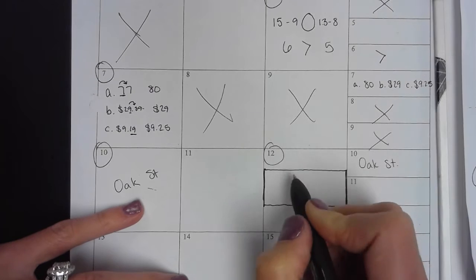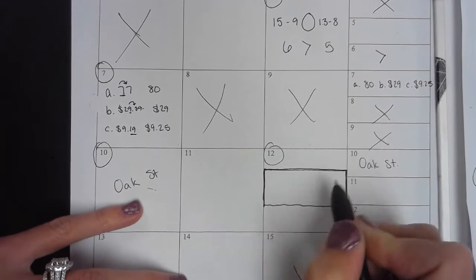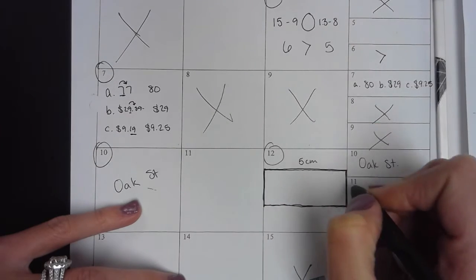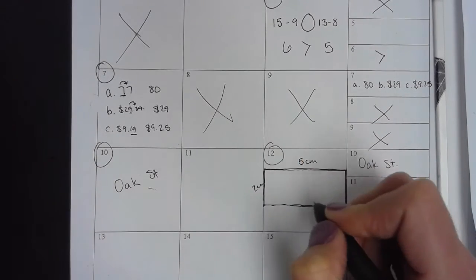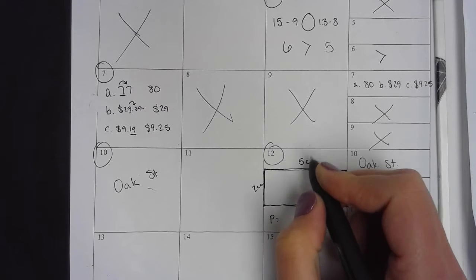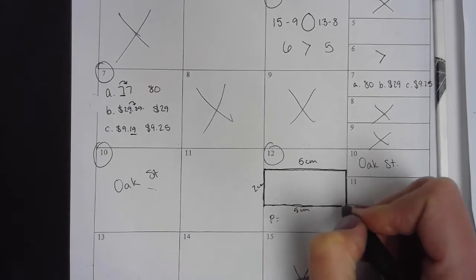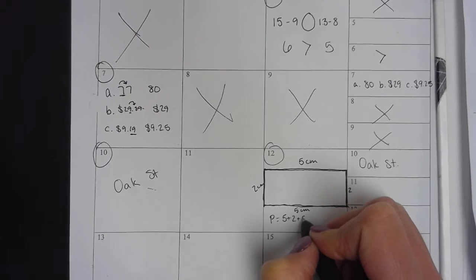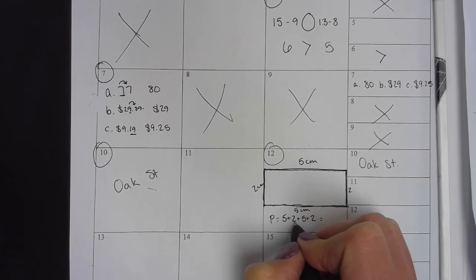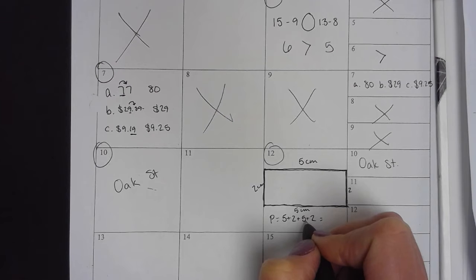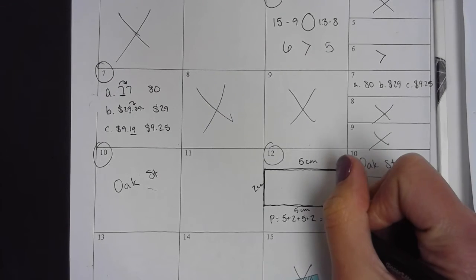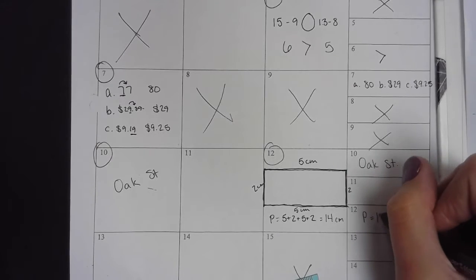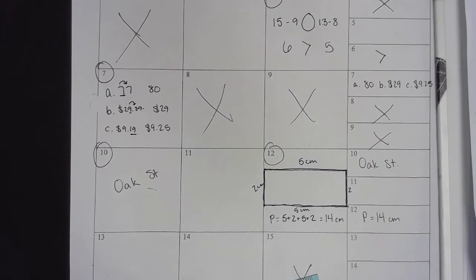If you lost your ruler, do your best just to label the sides. Not a huge deal. So this is 5 centimeters. This is 2 centimeters. Perimeter equals the distance around. So if this side's 5, this side's 5, and that side's 2, this side's 2. So 5 plus 2 plus 5 plus 2. 5 plus 2 is 7, plus 5 more gives me 12, plus 2 more gives me 14. So my perimeter is 14 centimeters.